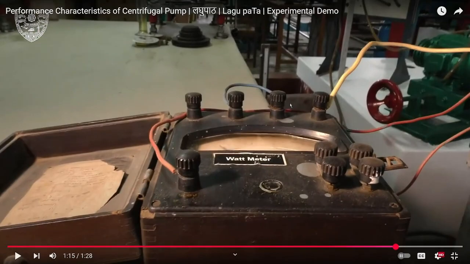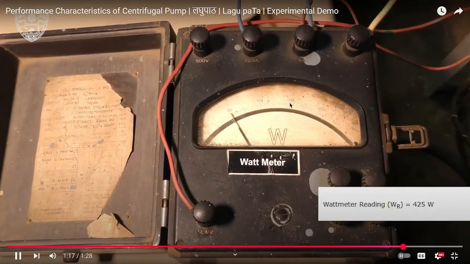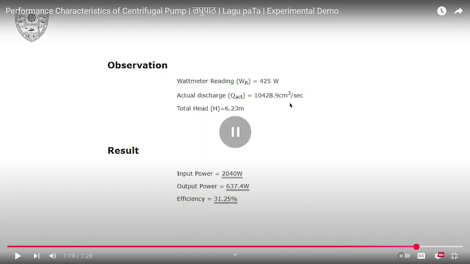Now to compute the actual power requirement, the wattmeter reading corresponding to the discharge. Calculate the input wattmeter reading of the motor. So we know the wattmeter reading, we know the actual discharge, we have the total head. Then we can compute the input power, right? So the wattmeter reading is used to compute the input power or the actual power. Output power, or the hydraulic power required for the pump to generate this flow rate, is computed based on H rho g into the flow rate value, and the efficiency is computed.